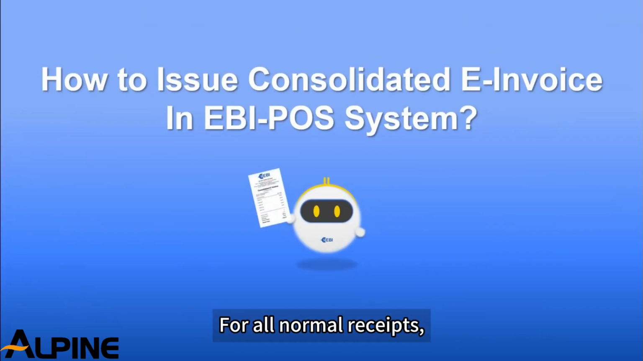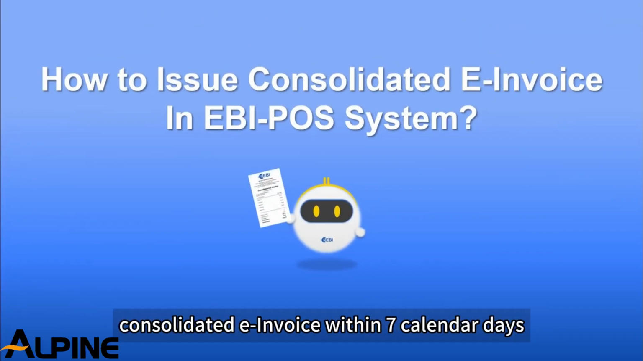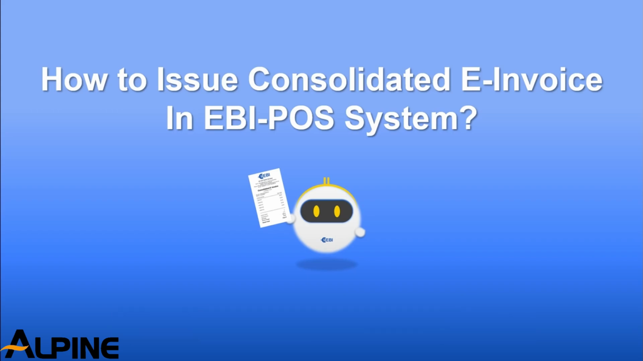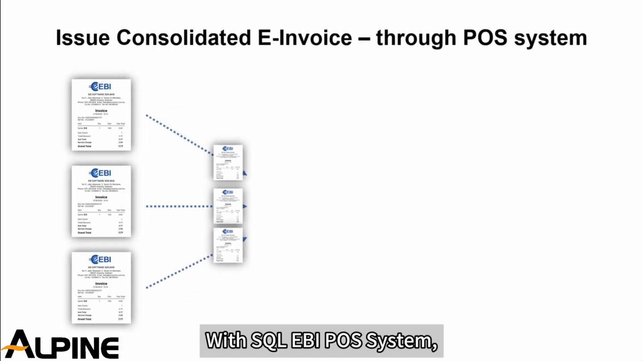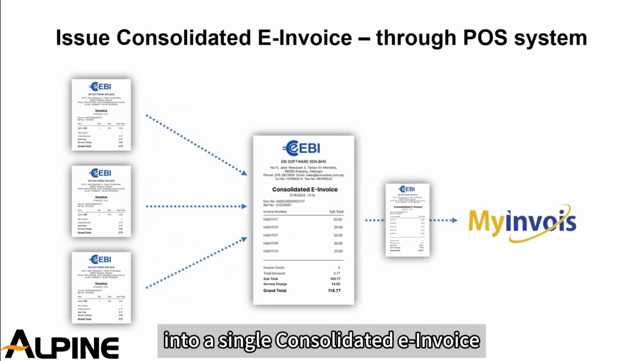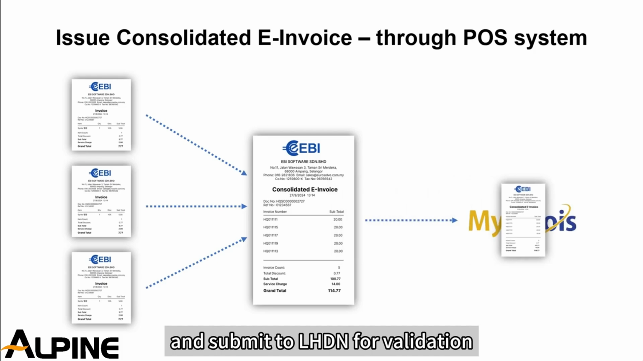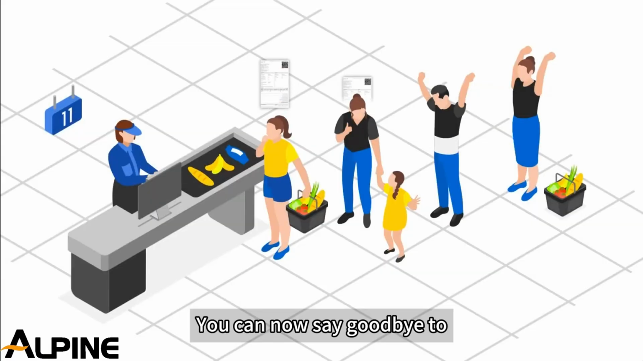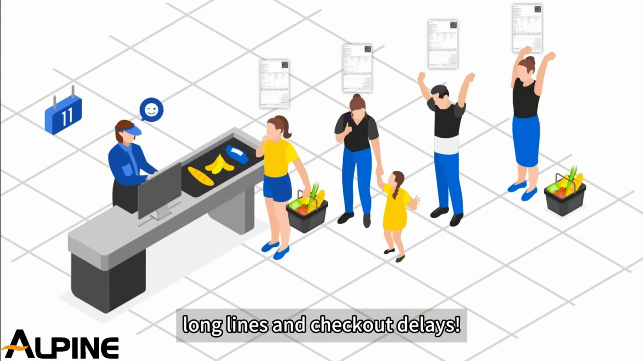For all normal receipts, merchants have to submit them into consolidated E-Invoice within 7 calendar days after the end of the month. With SQL EBI POS system, you can combine all these documents into a single consolidated E-Invoice and submit to LHDN for validation. You can now say goodbye to long lines and checkout delays.